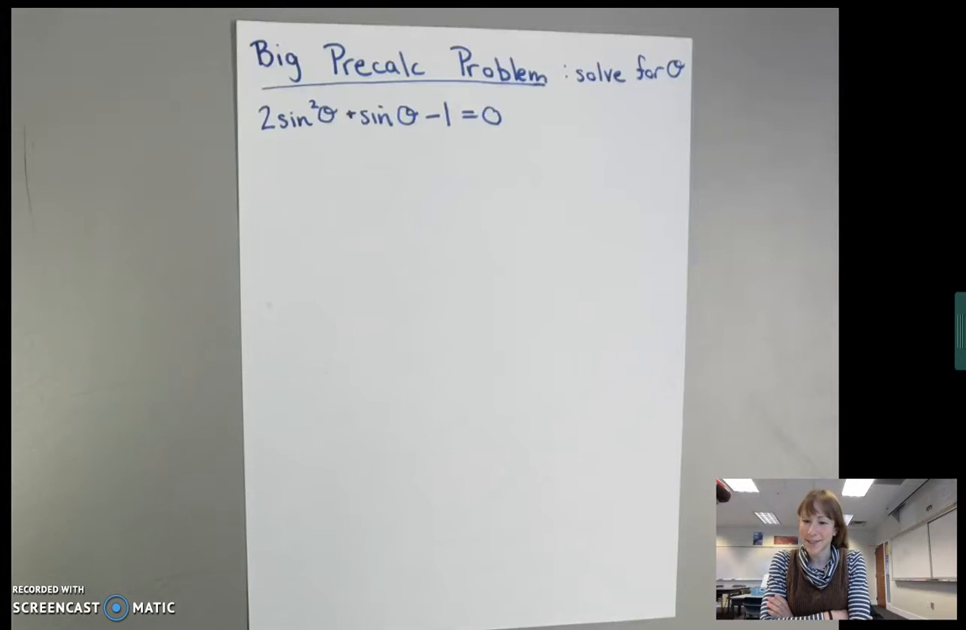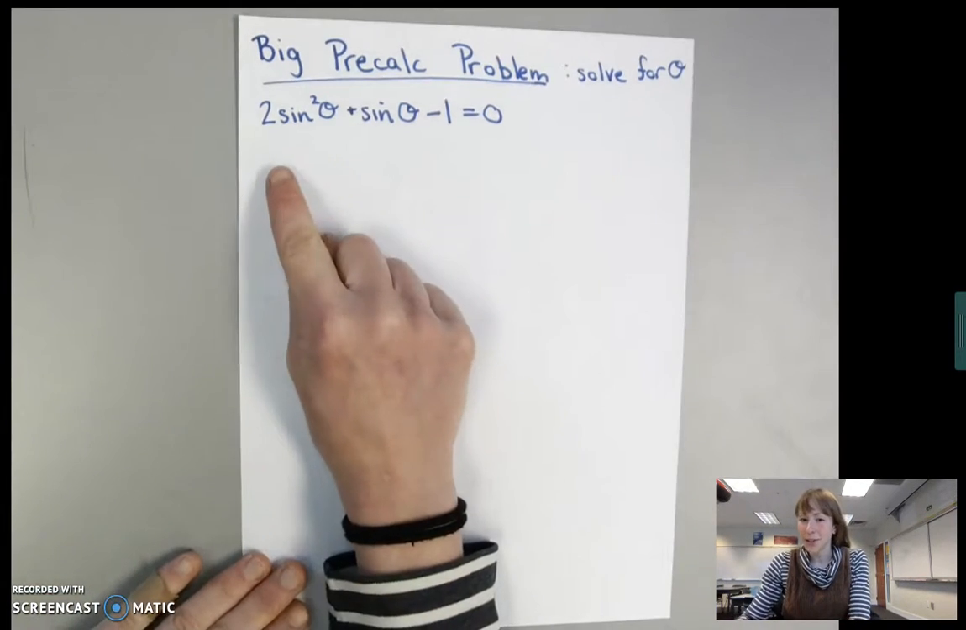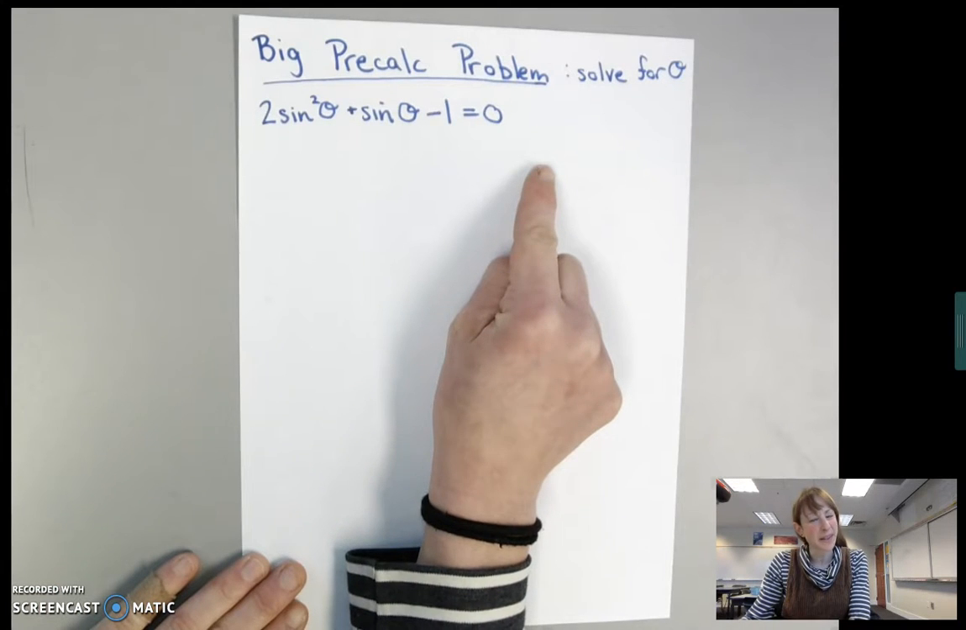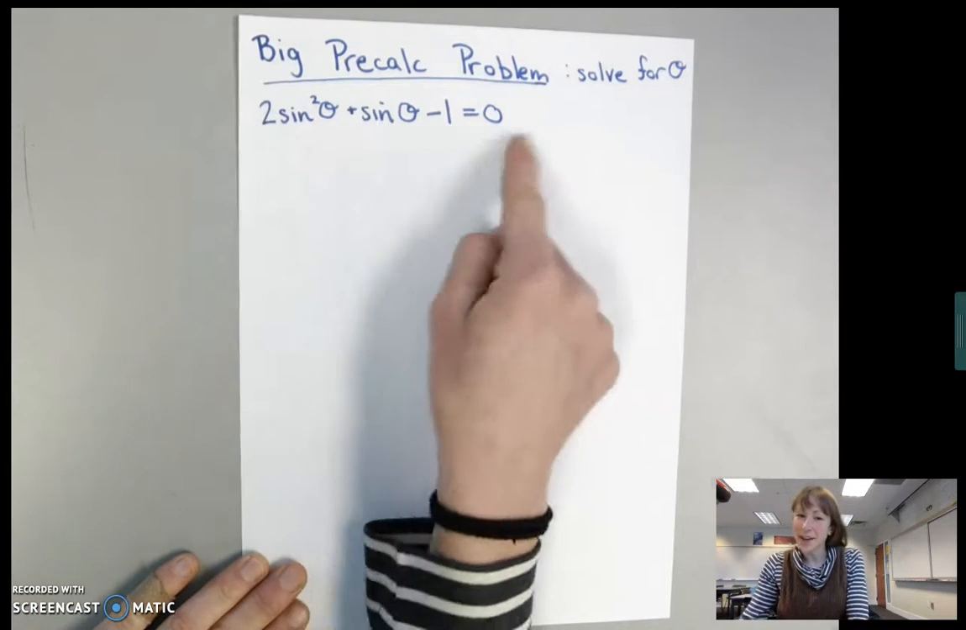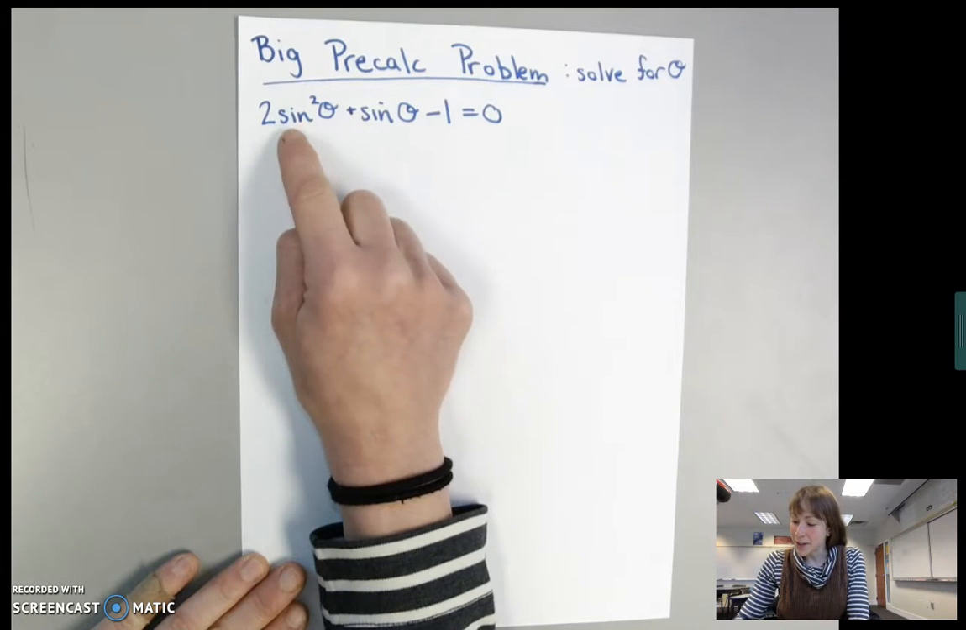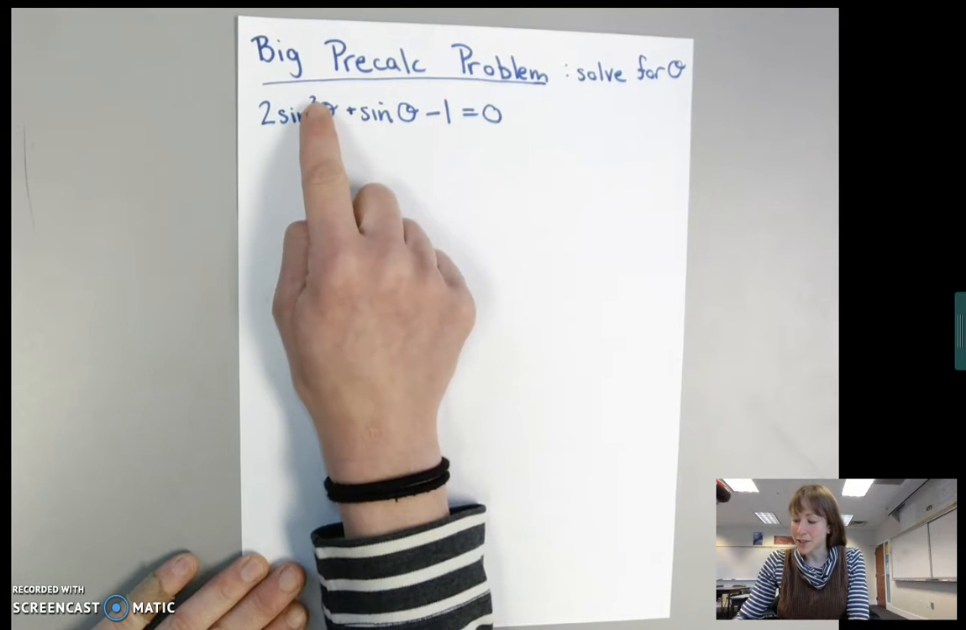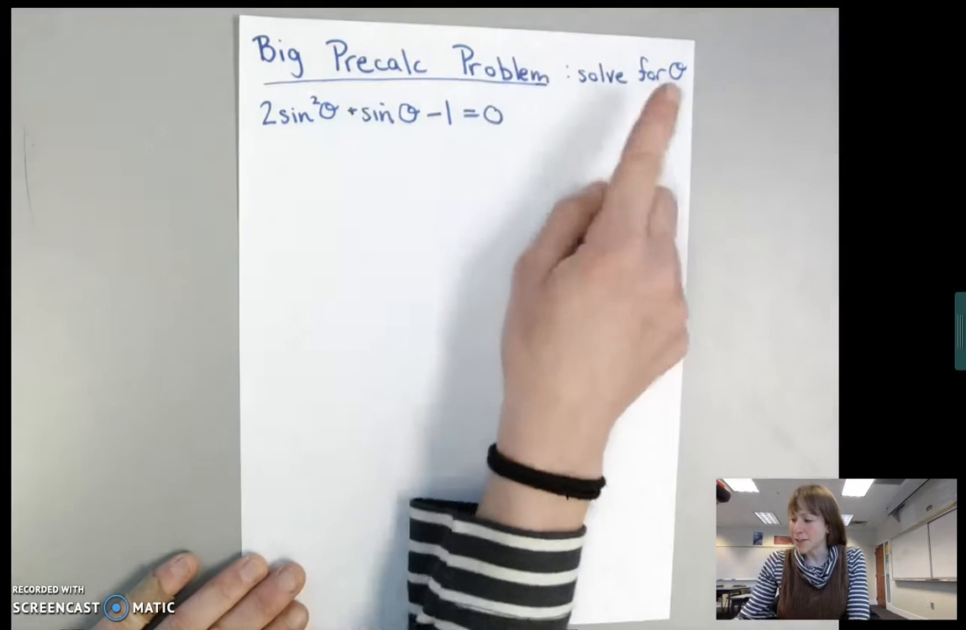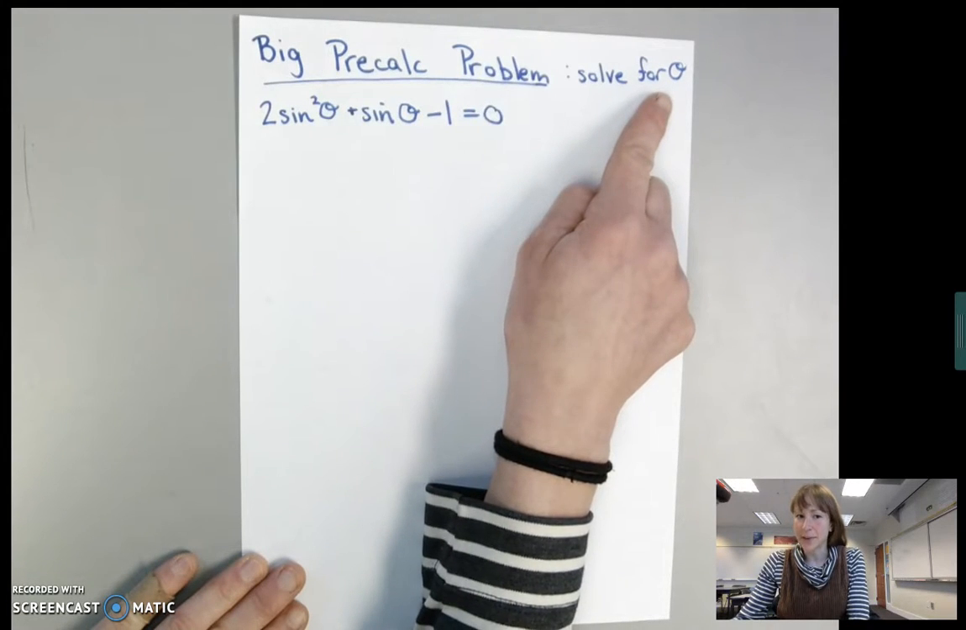Hello, pre-calculus students. In this video, I'm going to show you another example for solving trigonometric equations. And if you look at this example, you might be a little bit scared. There's a lot going on here. We've got our trig function, and we've got a squared, and we're asked to solve for the angle.